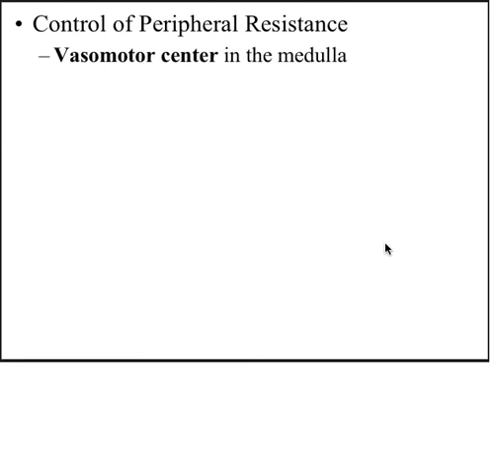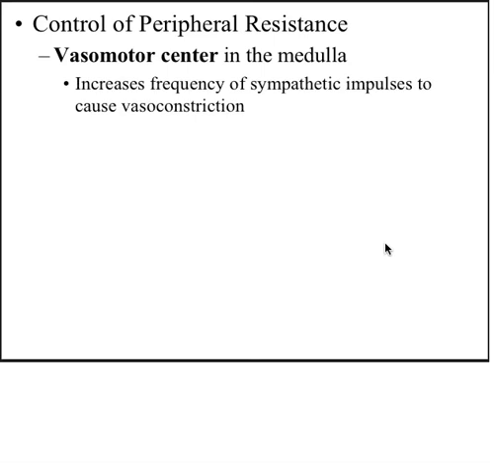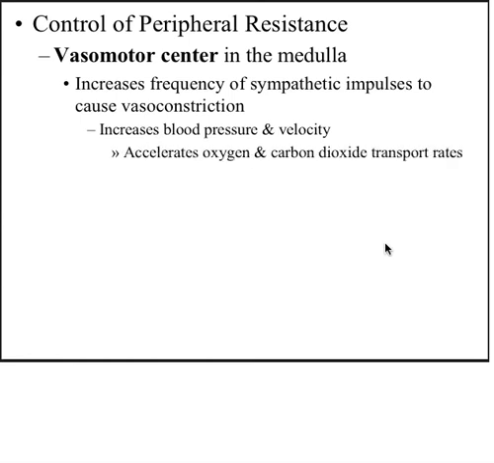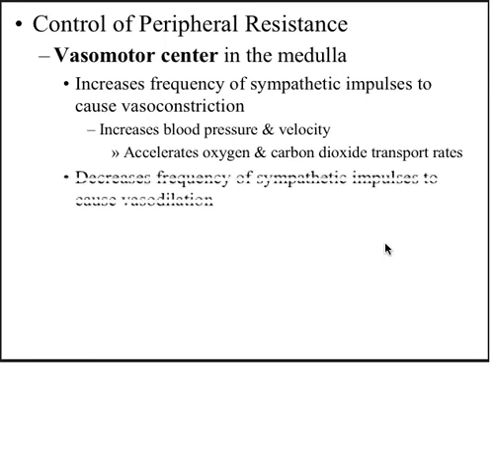Okay, peripheral resistance is controlled by the vasomotor center in the medulla oblongata, which increases the frequency of sympathetic impulses causing vasoconstriction. This increases blood pressure and velocity and accelerates oxygen and carbon dioxide transport. A decrease in the frequency of sympathetic impulses is going to have the reverse effect.